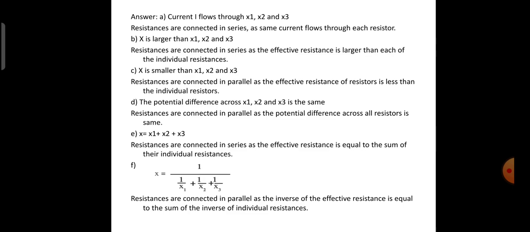In the first case, the current I flows through X1, 2 and 3. Here resistances are connected in series as the same current flows through each resistor. In the second case, X is larger than X1, 2 and 3. Here resistances are connected in series as the effective resistance is larger than each of the individual resistors. Next, X is smaller than X1, 2 and 3. Resistances are connected in parallel as the effective resistance of resistors is less than the individual resistors.